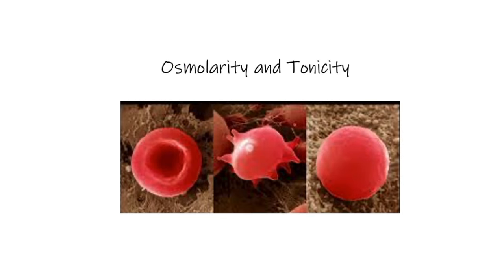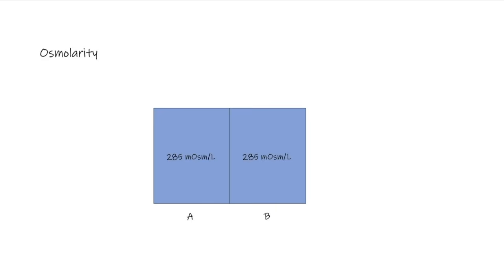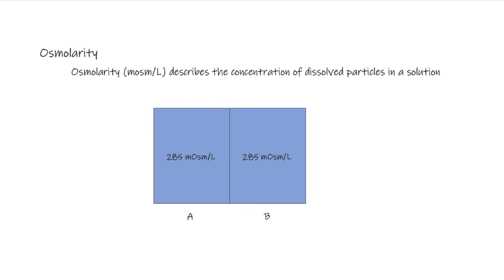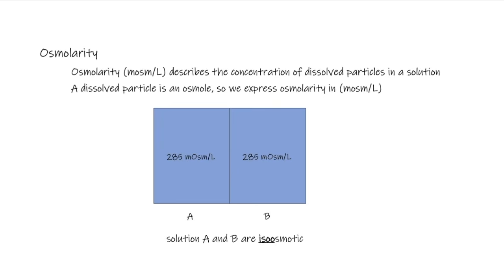This brings us to two terms that are commonly confused: osmolarity and tonicity. Osmolarity describes the concentration of dissolved particles in a solution. A dissolved particle is an osmole, so the units we use to express osmolarity are milliosmoles per liter. We can then compare the osmolarities of two solutions. In this case, solutions A and B have the same solute concentration of 285 milliosmoles per liter. Therefore, they are isoosmotic, with iso indicating that they're the same.